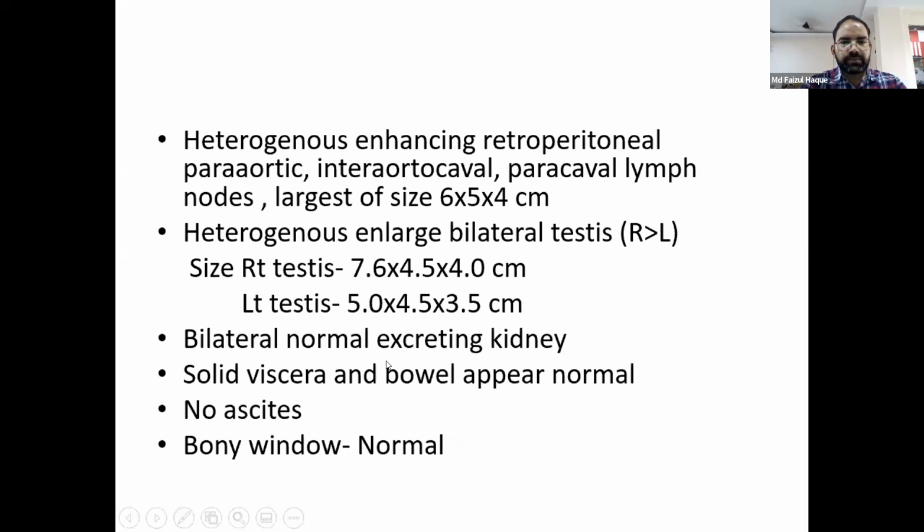Now, what are you thinking, Dr. Vishal? Sir, most probably this case is bilateral testicular swelling with para-aortic, inter-aortic, and para-caval lymph node enlargement. So now your diagnosis is bilateral carcinoma testis with retroperitoneal lymph node. According to the lymph node criteria, what would be the clinical staging? Sir, the largest lymph node is 6 into 5, so stage 3. And if it were 3.5 as depicted in the diagram, then it would be N2, sir. Yes, N2 as per this report.